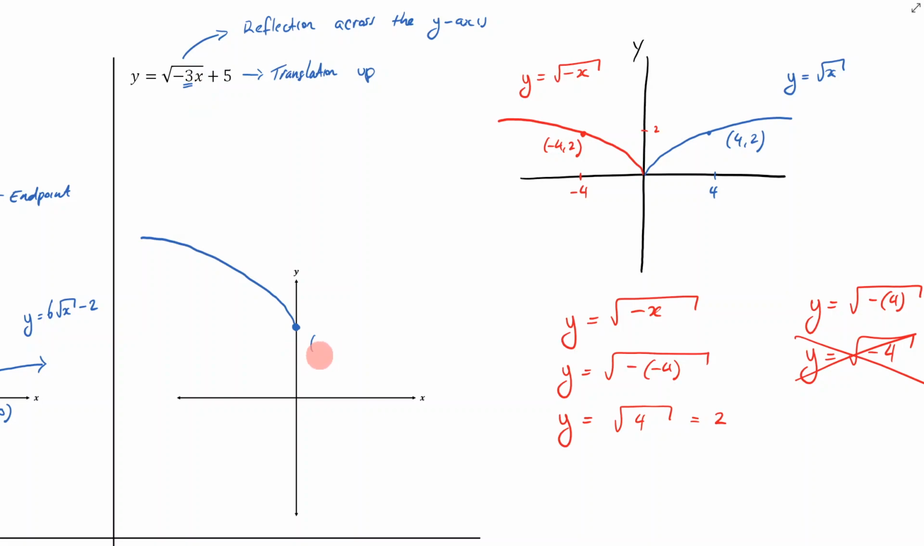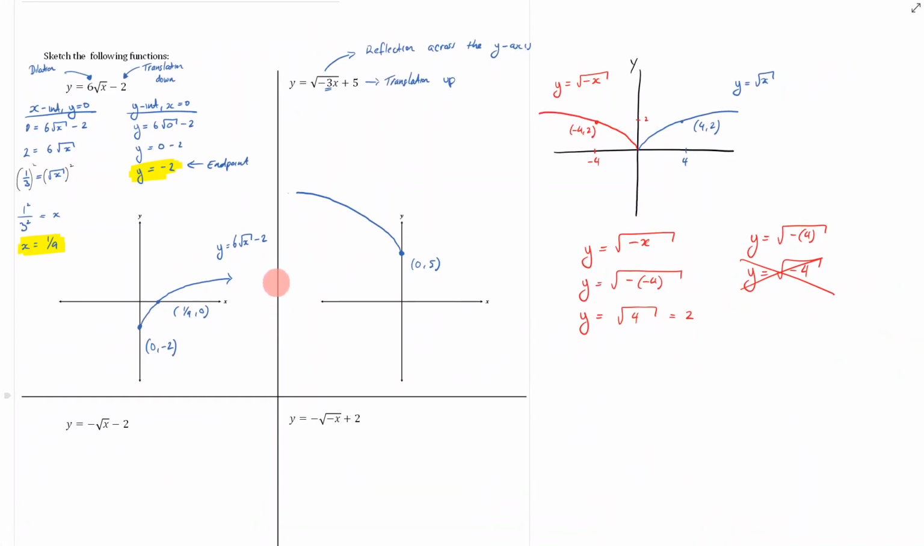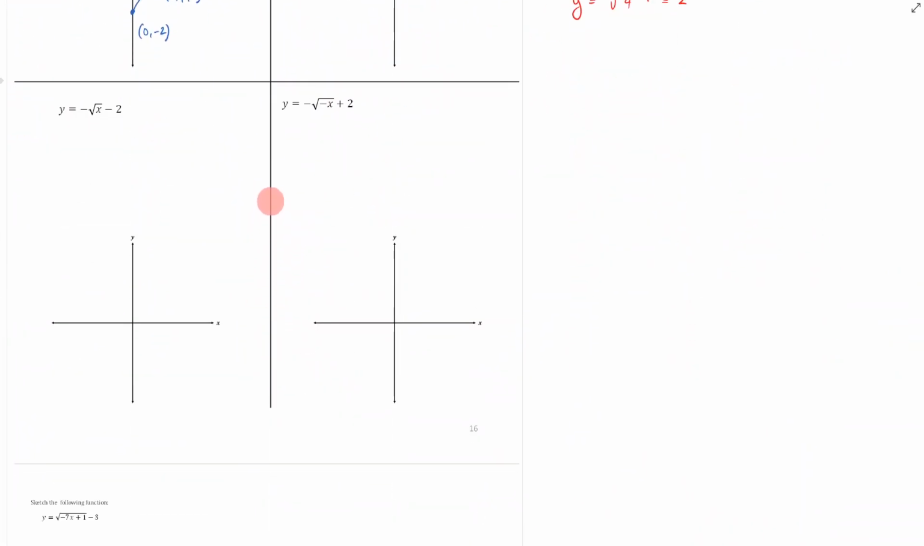This is going to be the point 0, 5. And we don't have to worry about drawing this part. Do not draw that part. So only this up here, because the negative is here, not out there. Perfect. That is our graph right there. Let's keep on moving.